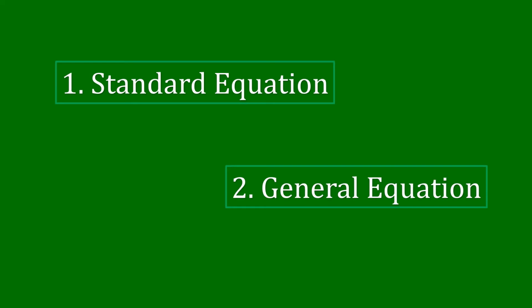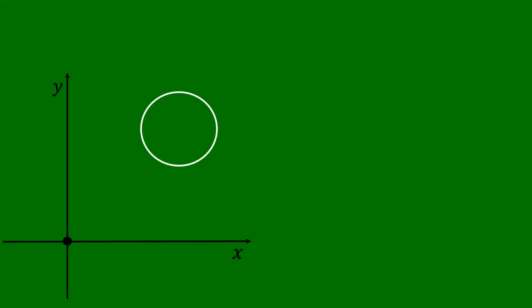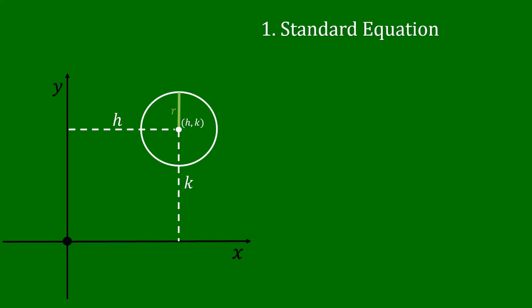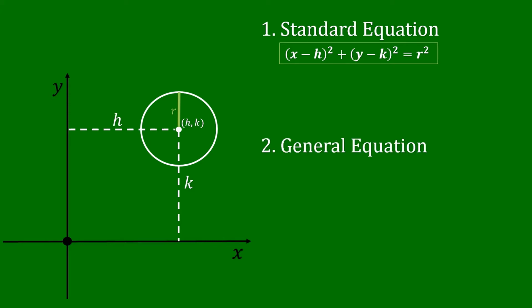Just so you know, a circle has two equations, namely the standard equation and the general equation. In this figure, the center of the given circle is located at point (h, k) with a radius of r. Given that, the standard equation of a circle with center at point (h, k) and a radius of r units is the square of x minus h plus the square of y minus k equals r squared, and the general equation of a circle is x squared plus y squared plus dx plus ey plus f equals 0.